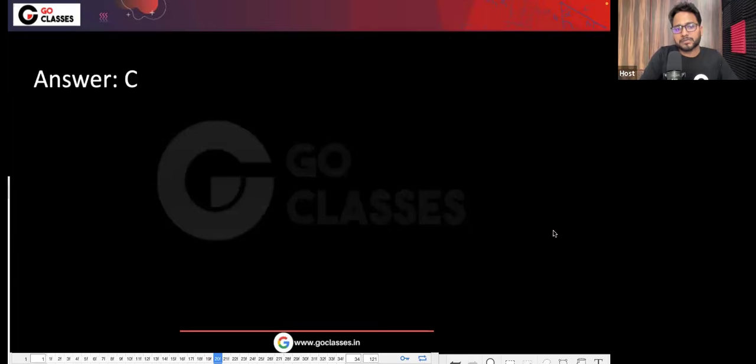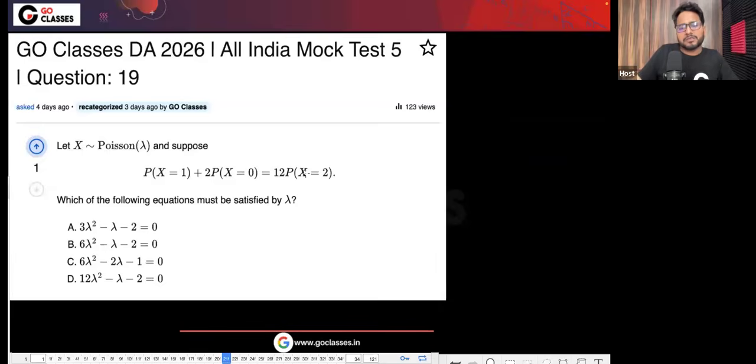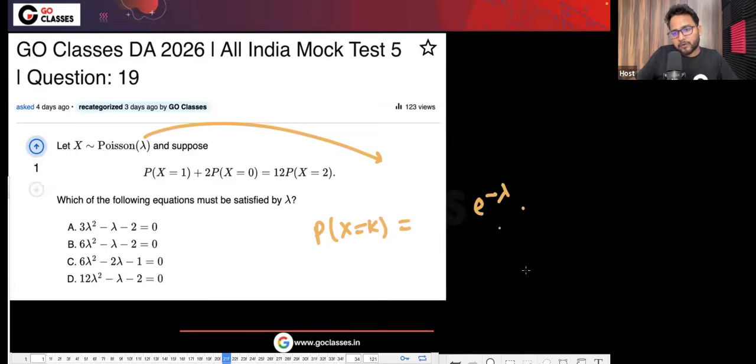Now let's just go to the next question. In this question, they are just saying that x follows some Poisson distribution. So by the way, what is the formula of the Poisson distribution? Probability of x equal to k is e power minus lambda into lambda power k divided by k factorial, right? This is a formula that you should remember for the Poisson distribution. Now, which of the following equations must be satisfied by lambda?